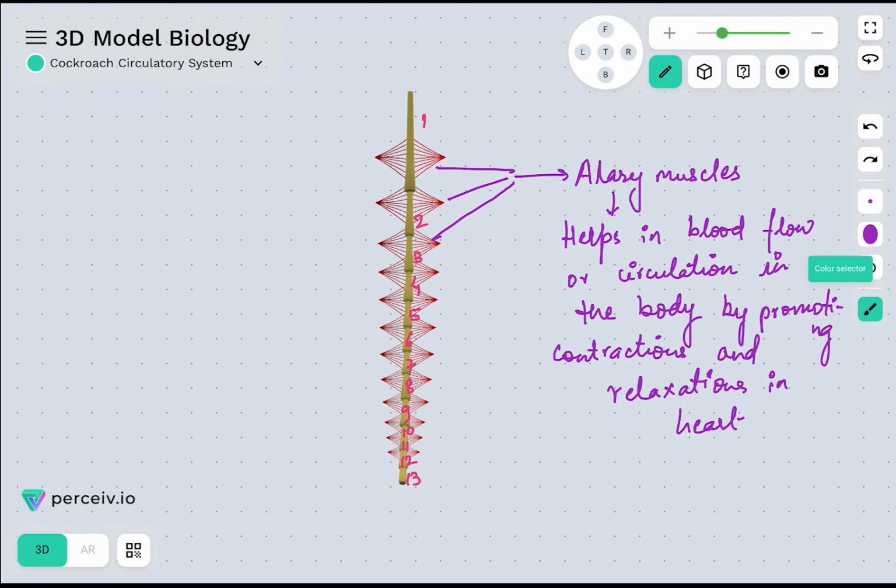So they help in the process of contraction and relaxation of the heart, thereby allowing the blood flow from one chamber to another chamber. All right, and you can see that all the chambers have the presence of alary muscle except the 13th chamber. So the 13th chamber is devoid of alary muscle, and this 13th chamber is also devoid of the presence of ostia as well.